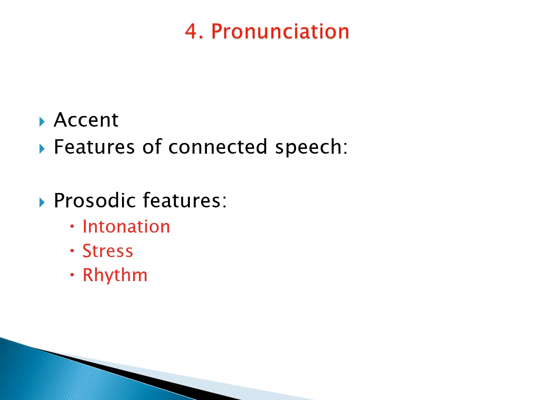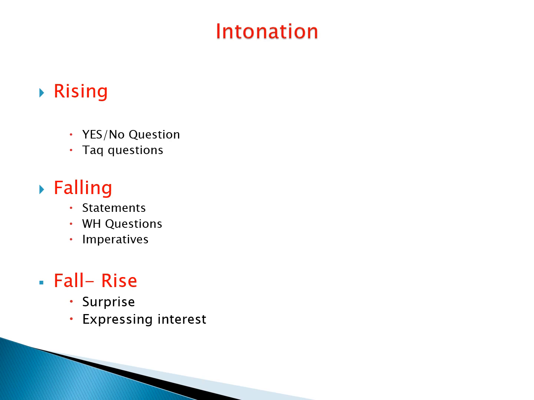Now let's look at the basic rules of intonation, which means the rise and fall of the voice in speaking. There are basically three intonation patterns in English: a fall, a rise, and a fall-rise. First, a rising intonation is used when we ask a yes or no question or some tag questions. Are you from England? Is it new? Did he pass the test? All these questions end with a rising tone.